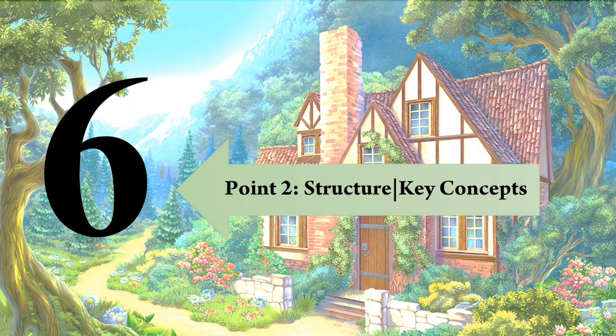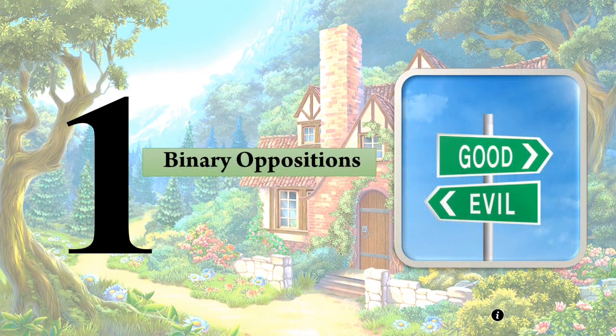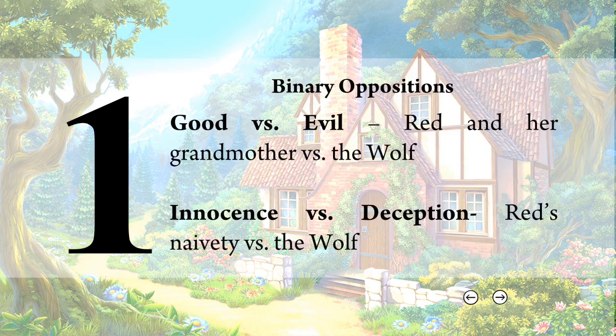Now, let's look at six key structuralist ideas present in the story. First is binary oppositions. Structuralism thrives on binary oppositions. In Little Red Riding Hood, we see good versus evil, Red and her grandmother versus the wolf. Second, innocence versus deception. Red's trusting nature is taken advantage of by the cunning wolf. These oppositions are central to creating tension and delivering moral lessons.